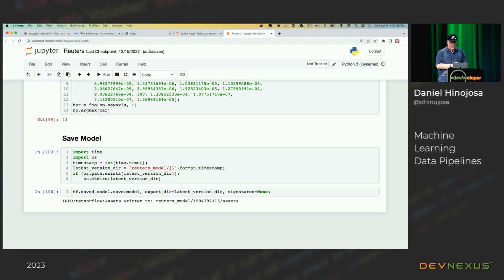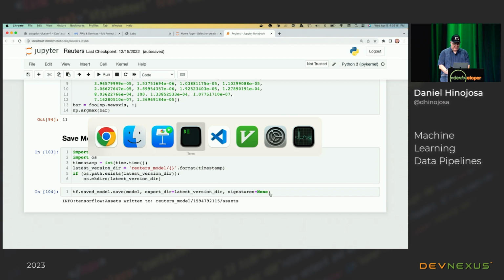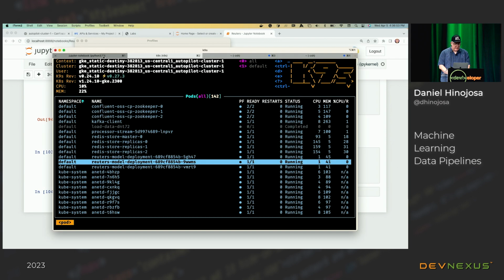But here it is, and here's the save model. So we're saving the model, but we're also versioning it by using a timestamp. Okay? And TensorFlow will have this TensorFlow save model, save that particular model in this particular directory, and save that particular signature.